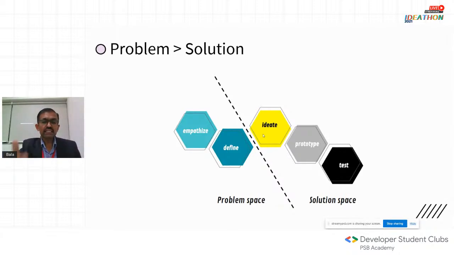And the next stage is define. Define means you create a human-centric problem statement. So these two are nothing but forming the problem space. Then you need to come to the solution. For the problem which you defined, you do the brainstorming. That one we call ideate.